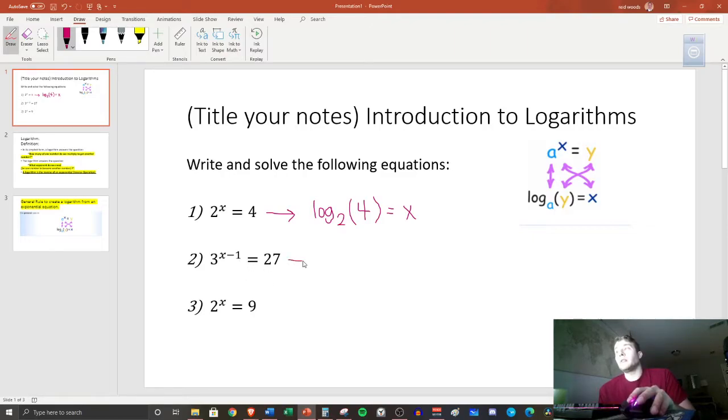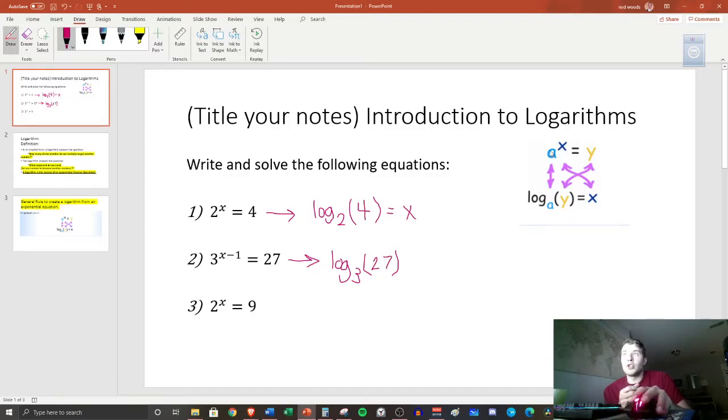So let's go to number 2. Log. What's the base? Well, the base is always the number that's being raised to the exponent. So the first one, it was 2 that was being raised to the exponent. Here it's 3. Inside the parentheses, what's going to go in there? Well, it's always the number that you're trying to set it equal to.